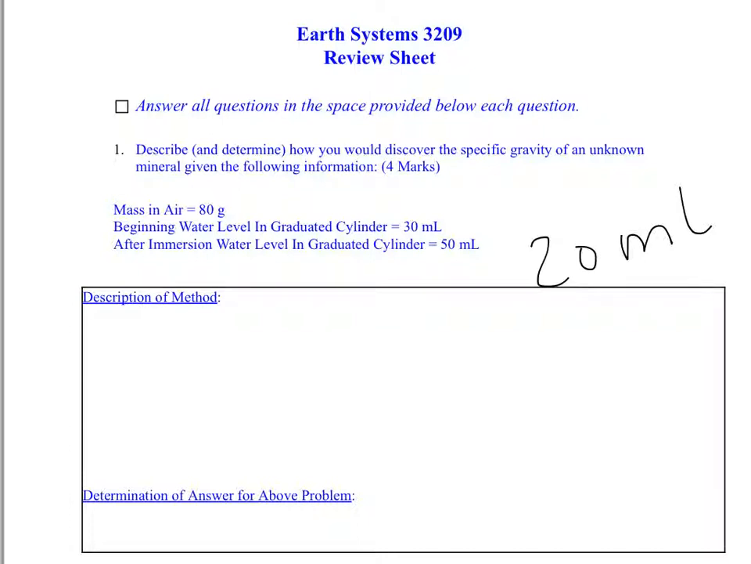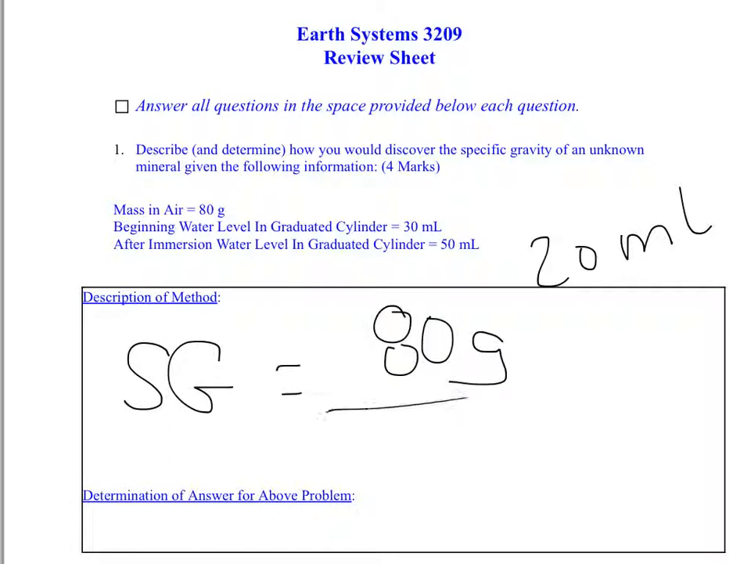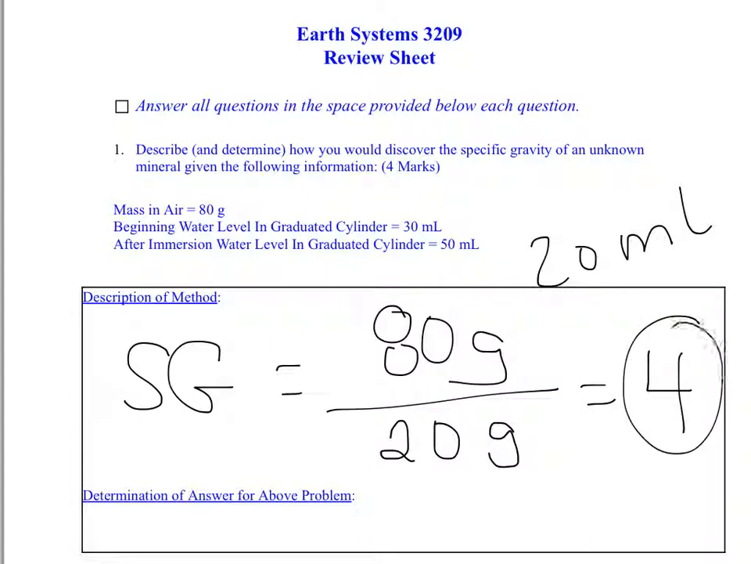Now, they just said find the specific gravity of the mineral, so specific gravity is going to be equal to the mass of the mineral. In this case, the mass of the mineral is 80 grams. If you displace 20 milliliters of water, that's 20 centimeters cubed in terms of volume, and that's 20 grams of water. So we're going to take the mass of the mineral and divide by the mass of an equal volume of water, and 20, 40, 60, 80, so we have 4. So the specific gravity of this mineral is 4.